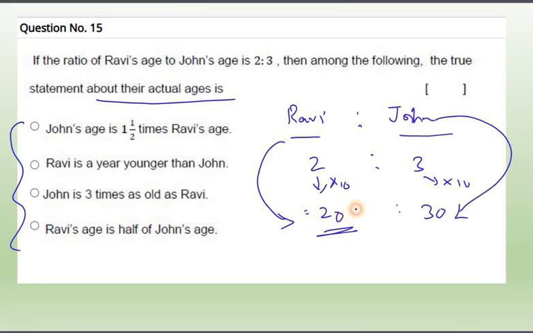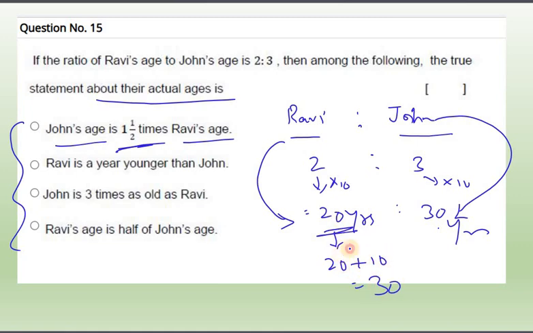Now you know the numbers. This is Ravi's age and this is John's age. John's age is 1.5 times Ravi's age. So Ravi's age 20 plus half. What is half of 20? 10. This is 30. So 1.5 times, right or not? 20 plus half, so John's age is 1.5 times Ravi's age. This is correct. The first itself is correct. Right or not?